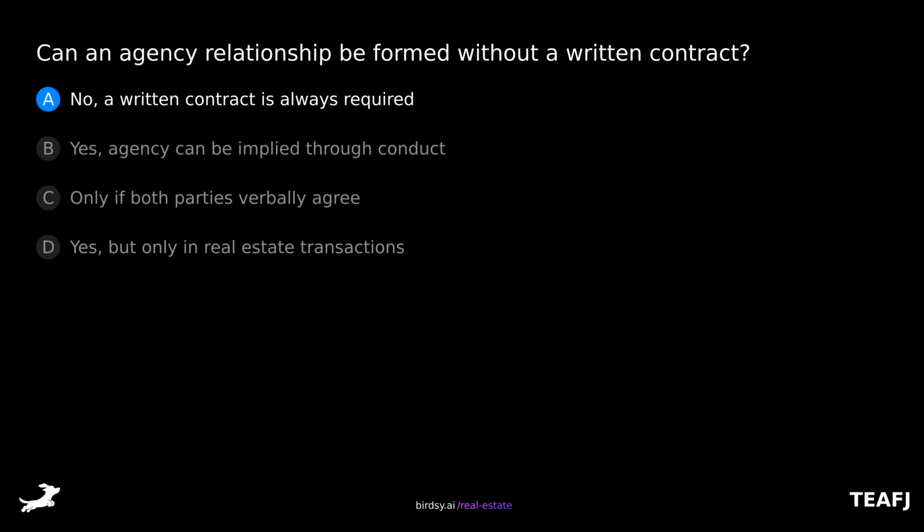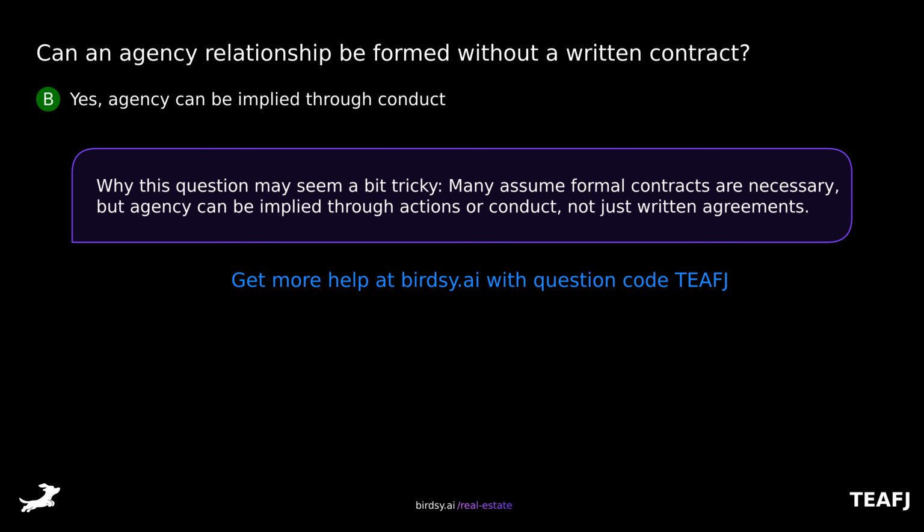Can an agency relationship be formed without a written contract? Is it A. No, a written contract is always required? B. Yes, agency can be implied through conduct? C. Only if both parties verbally agree? Or D. Yes, but only in real estate transactions? The answer is B. Yes, agency can be implied through conduct. Why this question may seem a bit tricky. Many assume formal contracts are necessary, but agency can be implied through actions or conduct, not just written agreements.